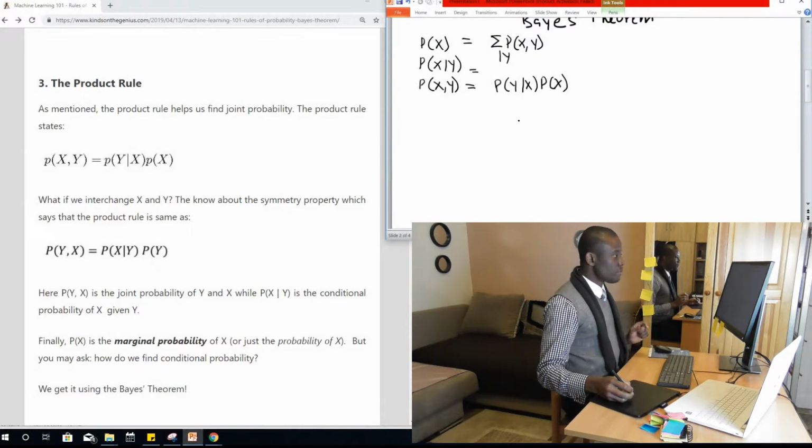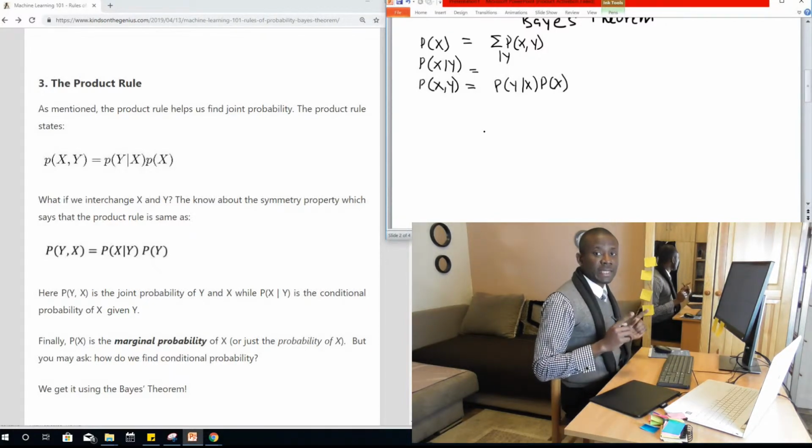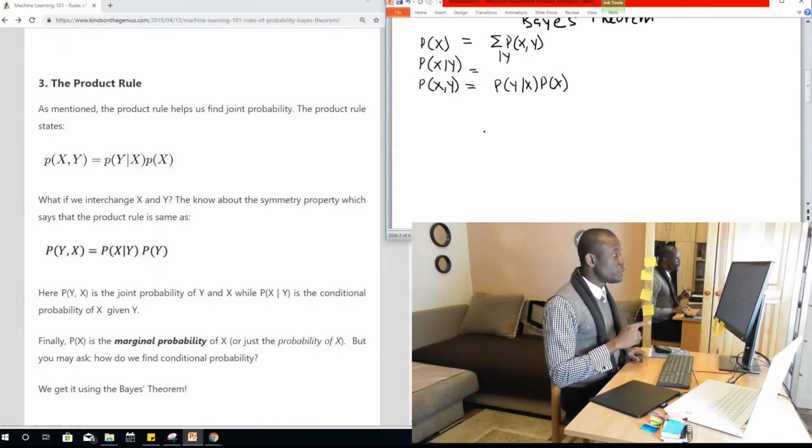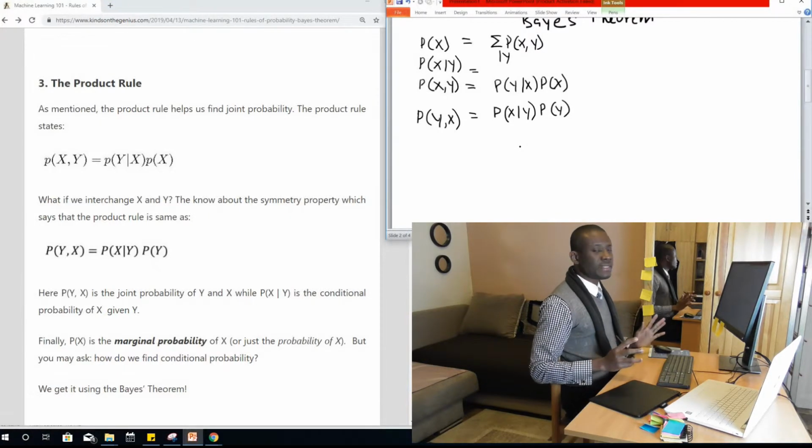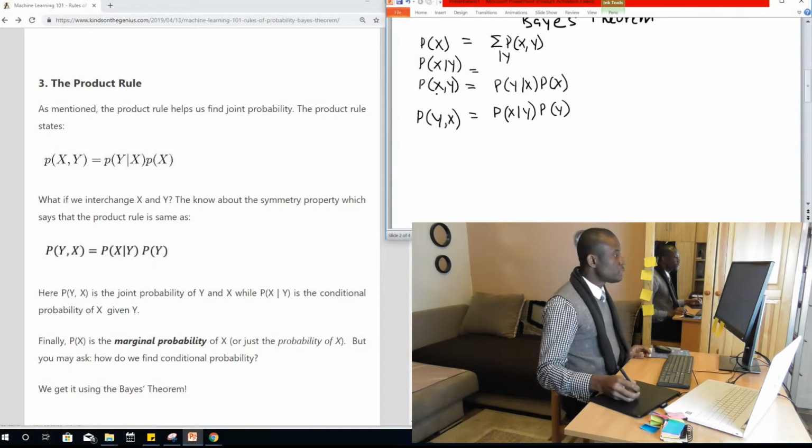Now Bayes' rule helps us find conditional probability. For us to find conditional probability, there's something we need to understand called the symmetry property of joint probability. The symmetry property says that you can interchange Y and X, and you have the probability of X given Y times the probability of Y. So basically these two are the same thing.